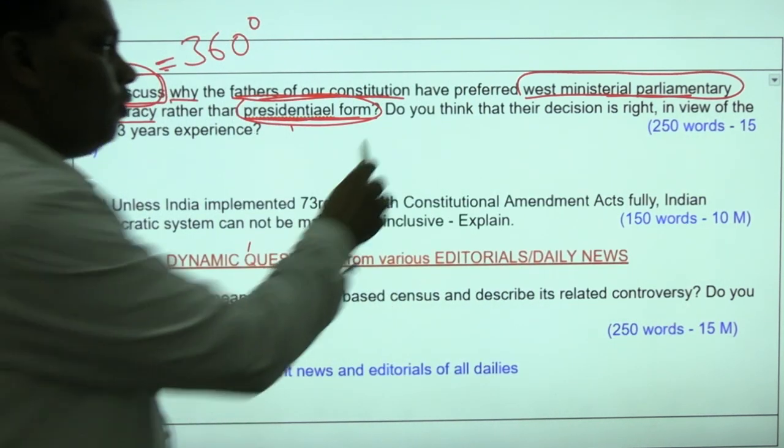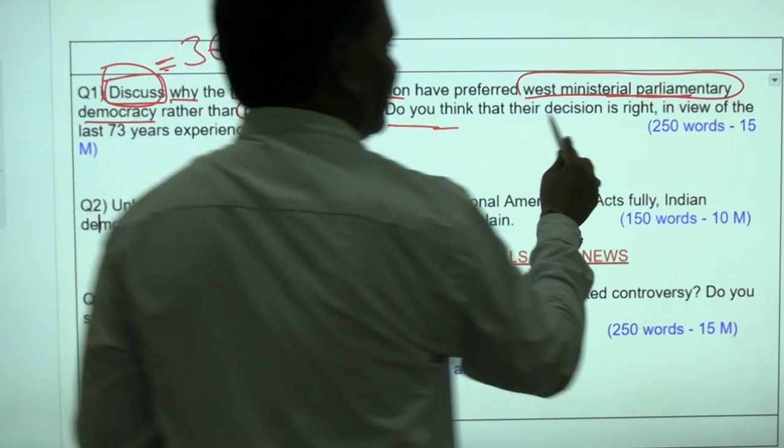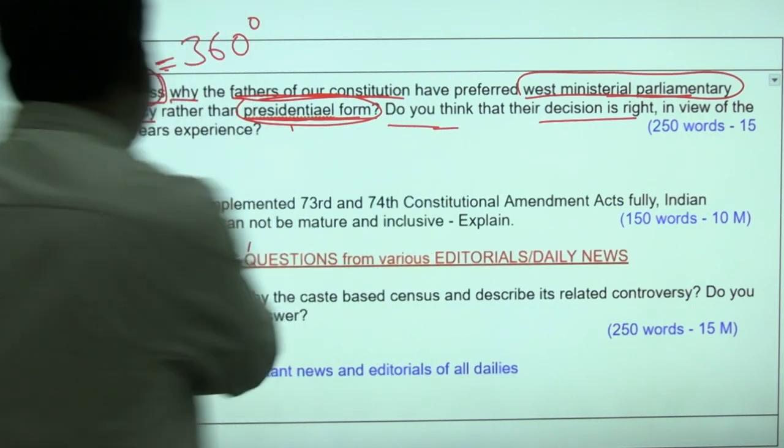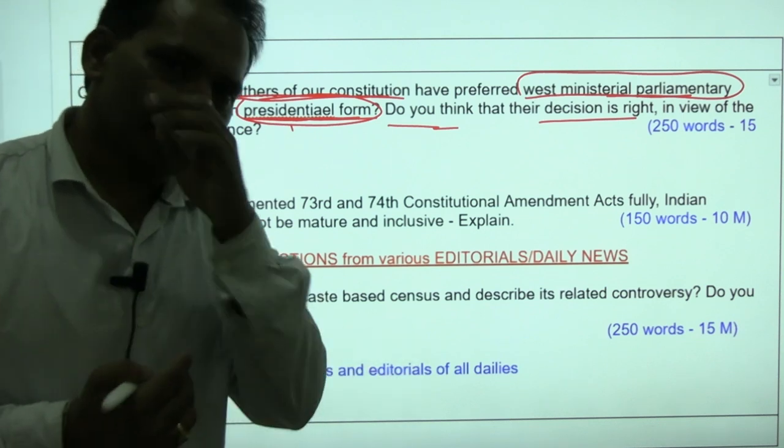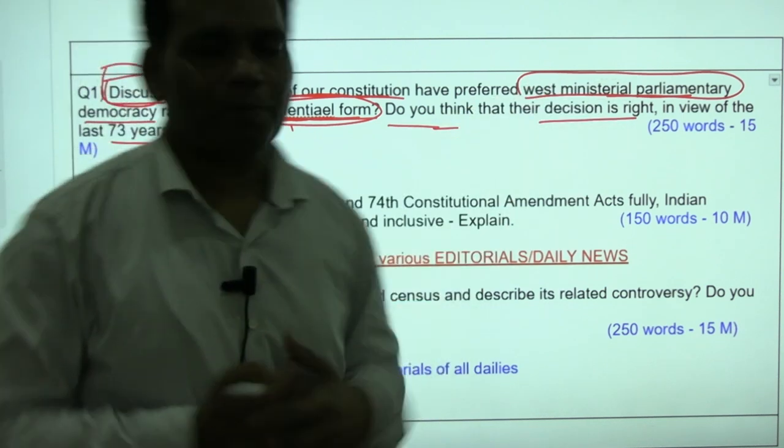Now the second part of the question: do you think their decision is right in view of the last 73 years of experience? We have had 73 years of constitutional experience with the Westminster type of government.